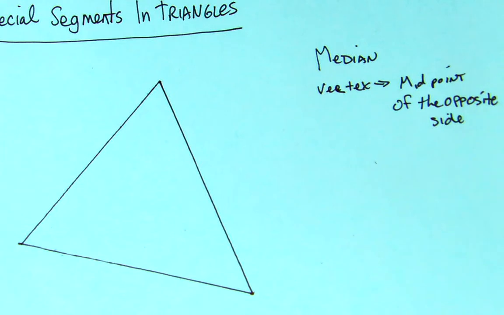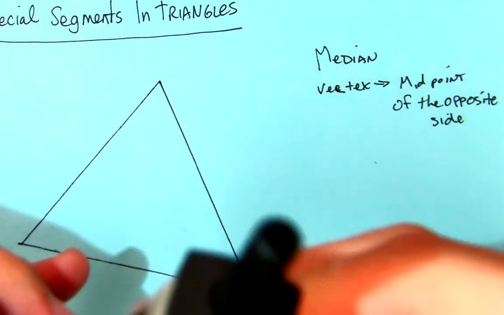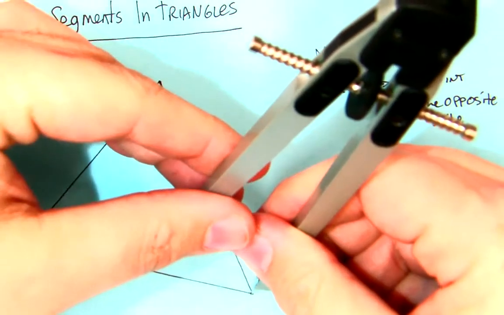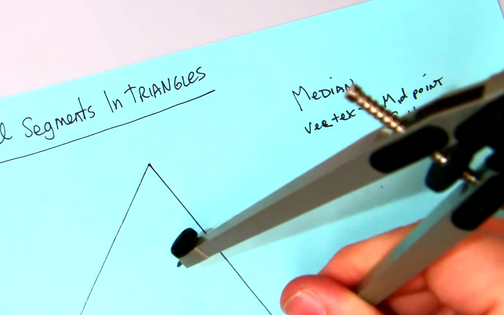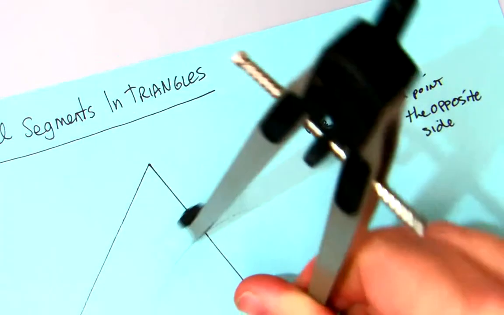So I'm going to use a compass. You can fold the paper, you can do whatever you need to do to find your midpoint. But I'm just going to do this really quick. Open this up past the halfway mark. There would be one. There's the second one. And here's the third one.